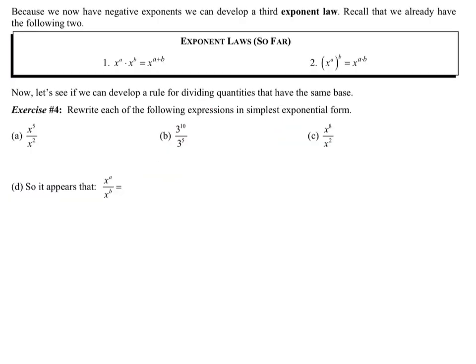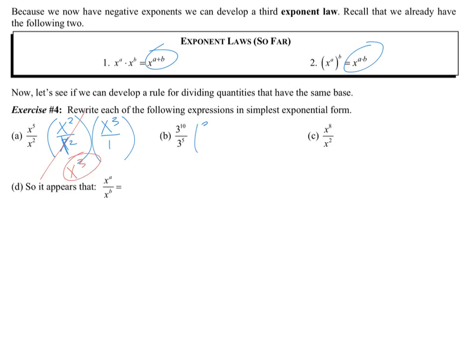Because we now have negative exponents, we can develop a third exponent law. Recall that we already have the following two. We know that when we multiply exponents with the same base, you just add the exponents. We know that when we have a power of a power, you multiply the exponents. So now let's see if we can develop a rule for dividing quantities that have the same base. Well, I have x squared over x squared, and it's going to be multiplied by x to the third over 1. Remember how in the last lesson you make one of them equal to 1? So this one's equal to 1. So x to the third power is your answer.